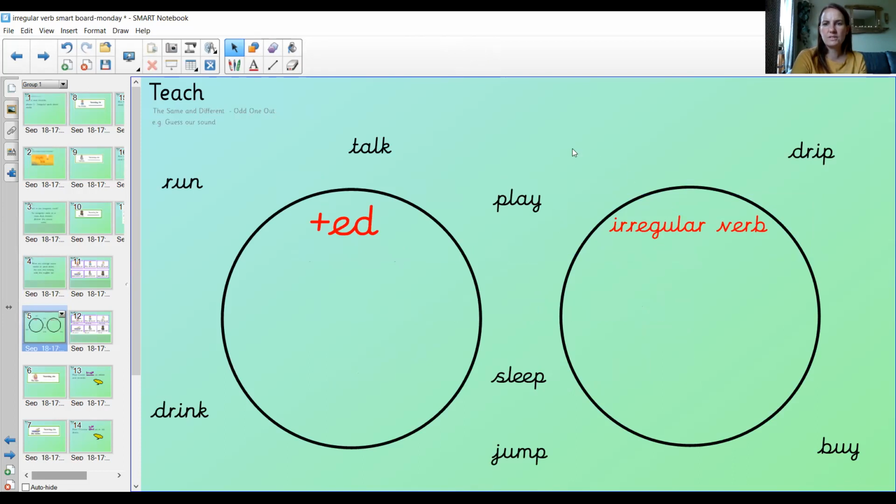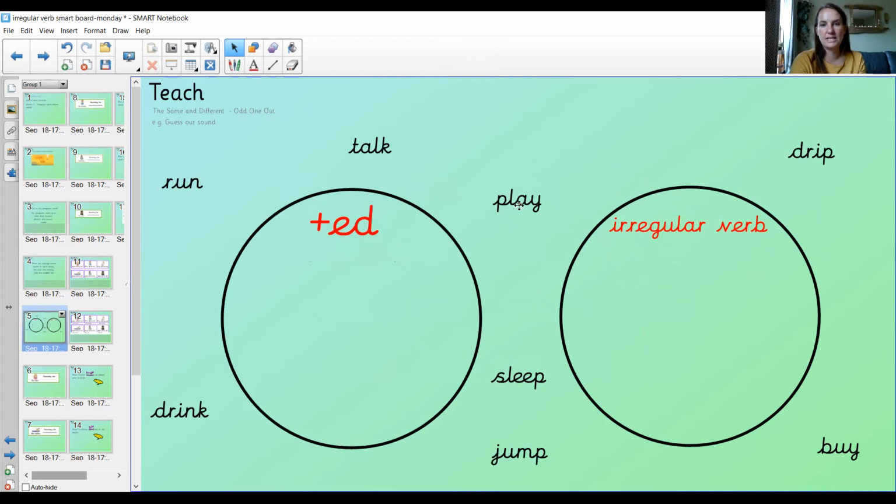On my screen in front of me, or on your screen in front of you as well, you can see I've got some verbs all the way around these two circles. Now, what I would like you to do for me, year 2, is pause your video in a moment, and draw these two circles. Draw the circles and put your ed in one of the circles and irregular verbs in the other one, okay?